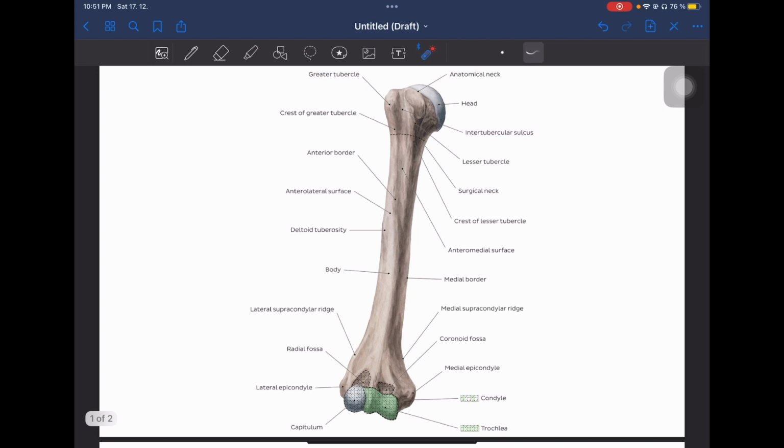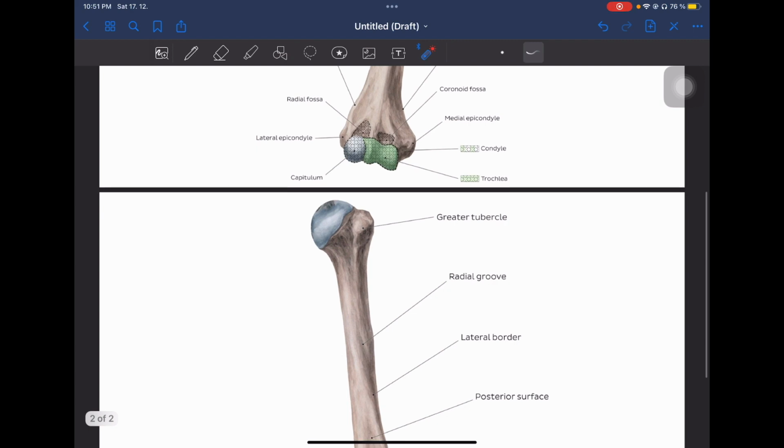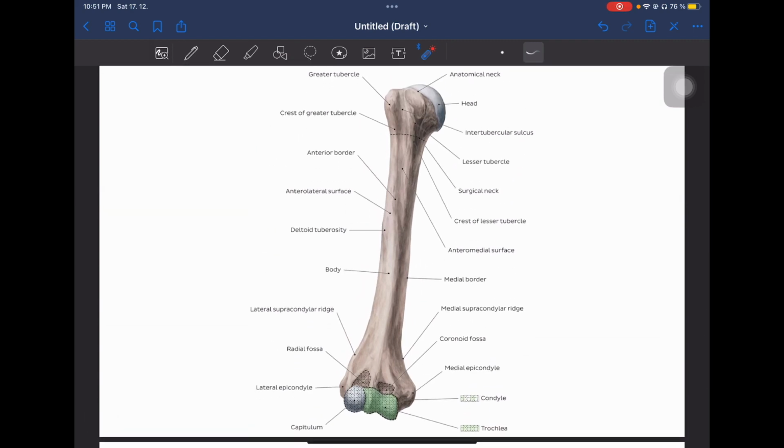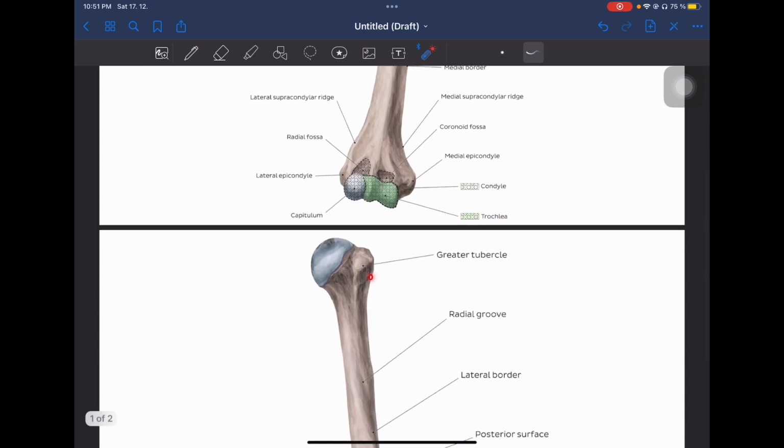The next one is the surgical neck. The surgical neck is around here. This is the surgical neck. Another bony landmark that we should mention is the greater tubercle of humerus. The greater tubercle is here, and it's from the lateral side of the humerus. From the lateral side is the greater tubercle, as you can see here.